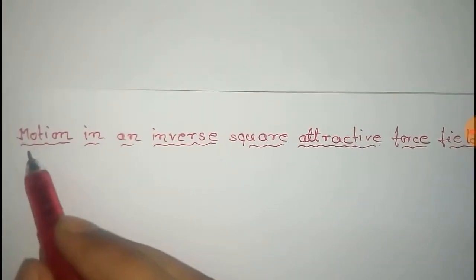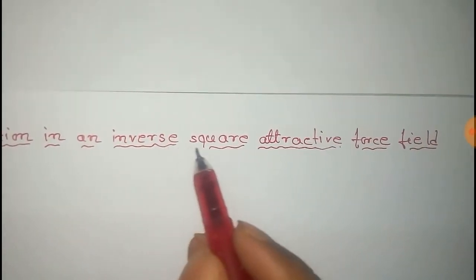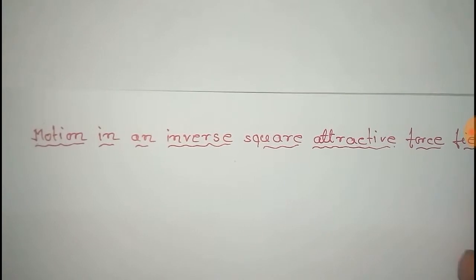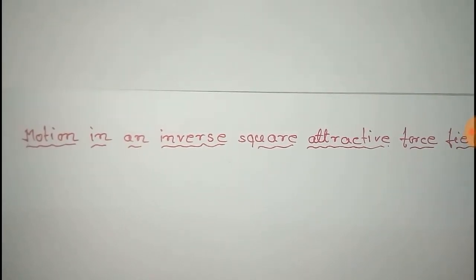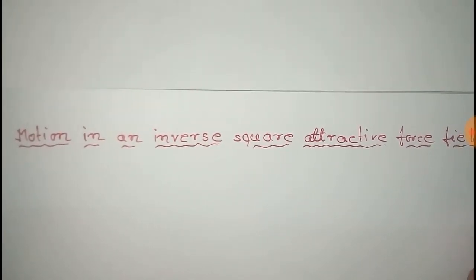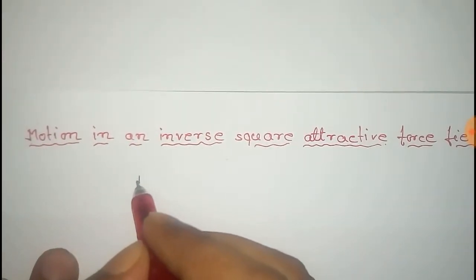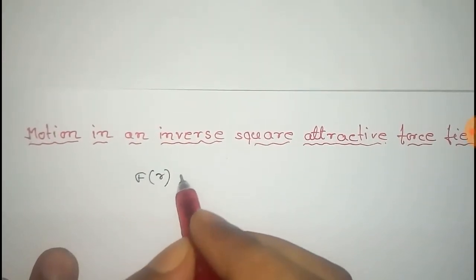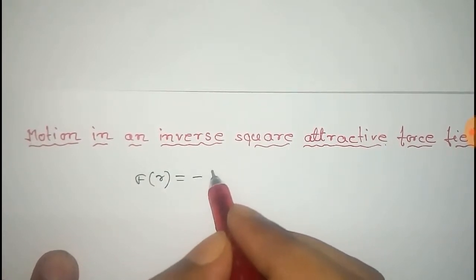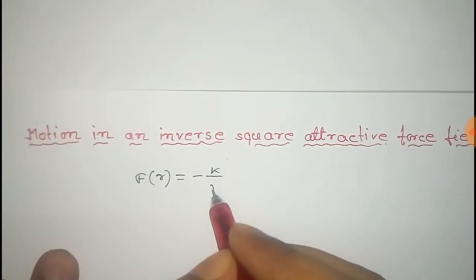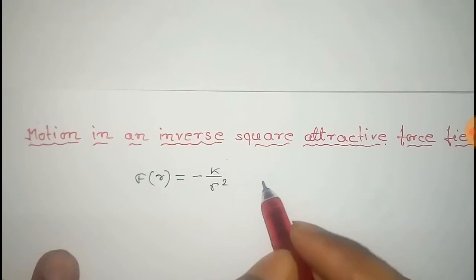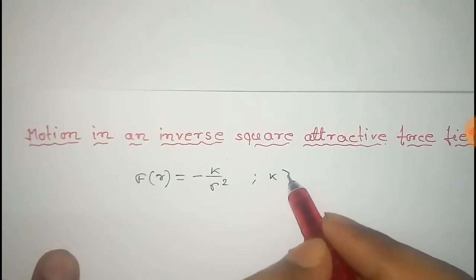In this video, we'll find the equation of motion in an inverse square attractive force field. Here the central force is an inverse square attractive one, so it's given by f of r equals minus k by r square, where k is greater than 0.